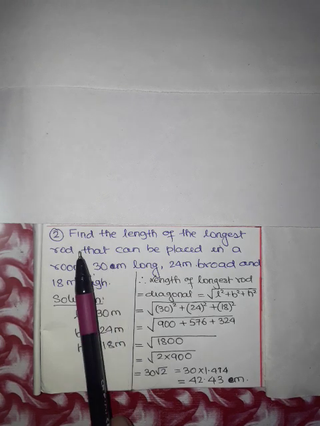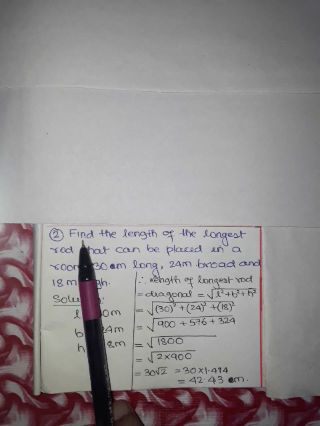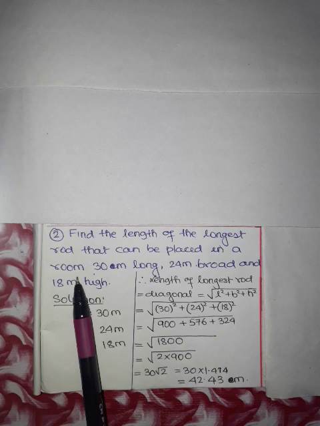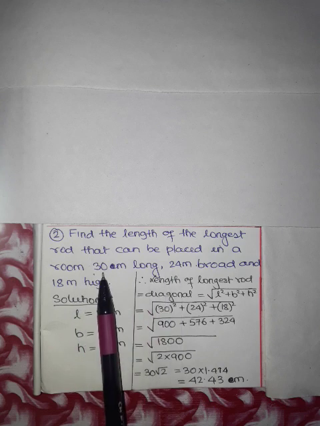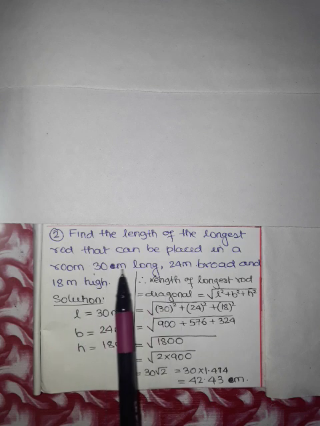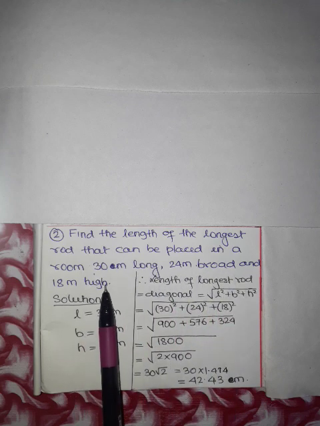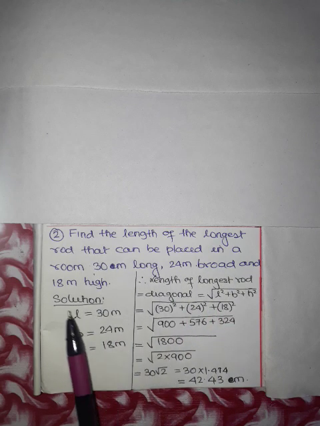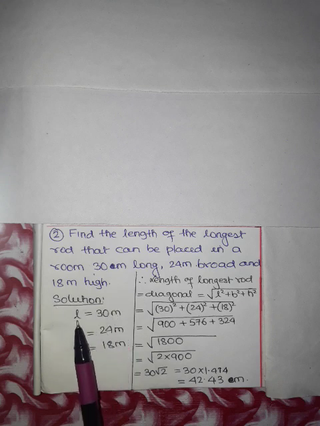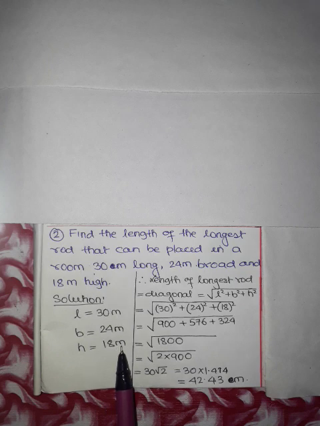Now dear student, you can see question number 2. Find the length of the longest rod that can be placed in a room whose dimensions are given as 30 meter long, 24 meter broad and 18 meter high. So in the solution part, we can see length is equal to 30 meter, breadth is equal to 24 meter, and height is equal to 18 meter.